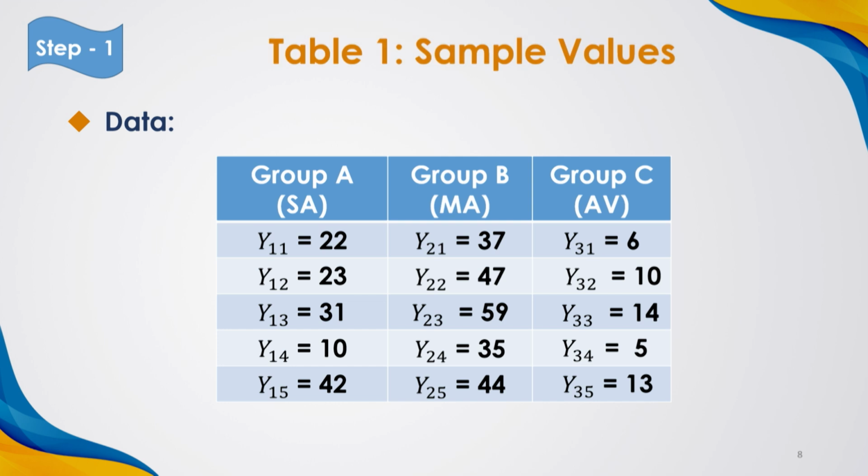Now we shall look at the sample values coming from these three groups. So we have 5 in each group. The first observation, 22, is representing the first group, first subject, and the last observation, 42, is representing the anxiety score obtained from the 5th child in the SA group. Similarly, we have obtained Y21, Y22, and so on up to Y25. Similarly, we have Y31, Y32 up to Y35.